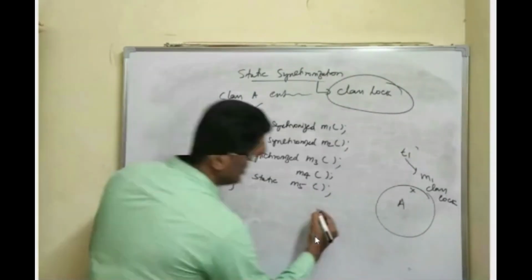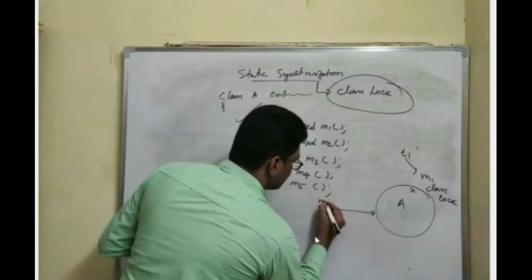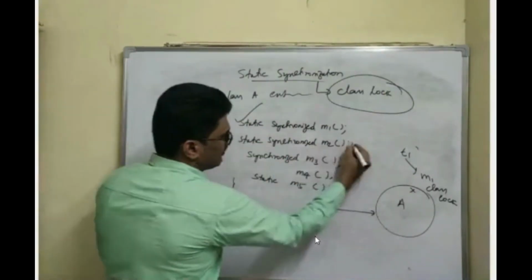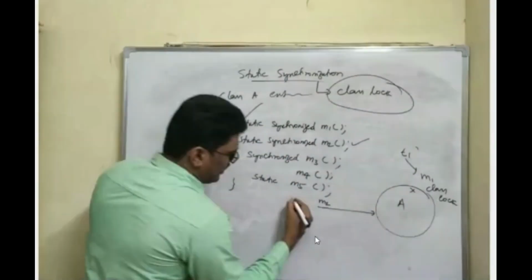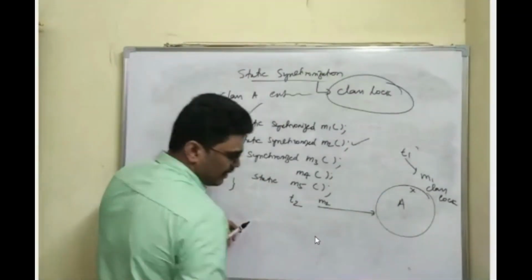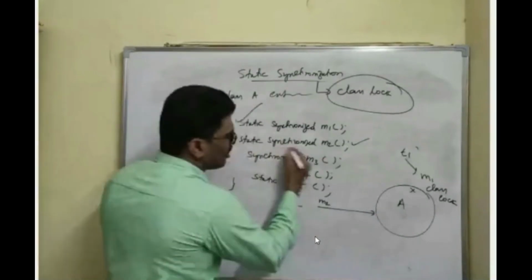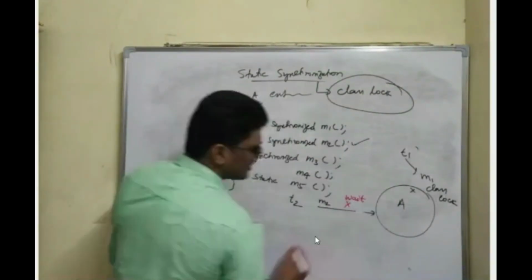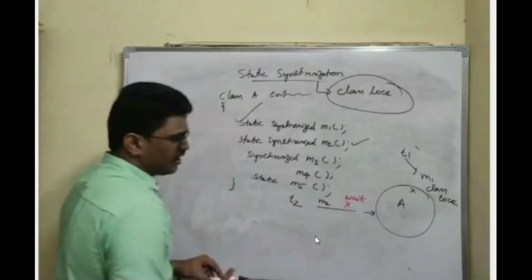Now M2 tries to enter. Another thread, T2, is trying to access M2. What happens? The class is already locked. It cannot enter. It should go into the waiting state.